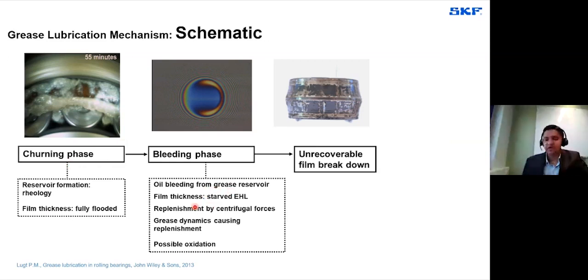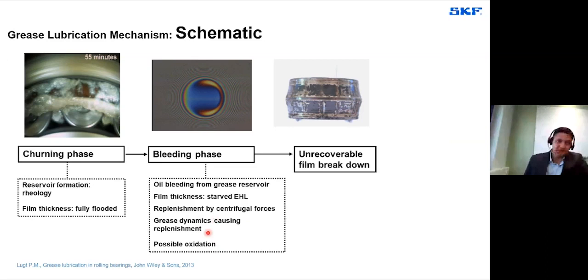So here you see the film thickness varying from starved EHL, mild starvation, to severe starvation. But the film thickness itself is in a starved EHL, elastohydrodynamic lubrication regime. And there will be replenishment of the lubricant supply into the contacts, maybe by the centrifugal forces and also caused by the grease dynamism. I will tell you what exactly grease dynamism means in the future slides.